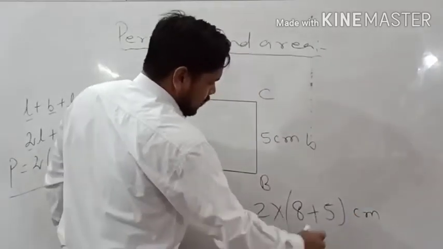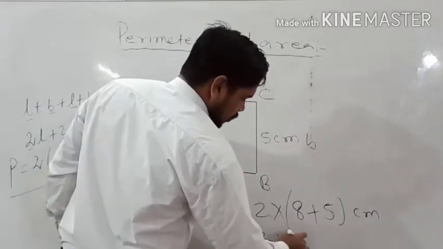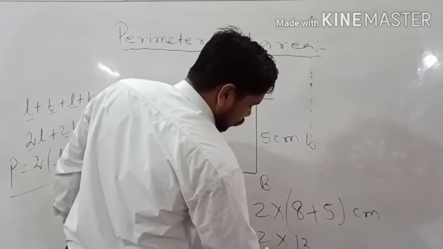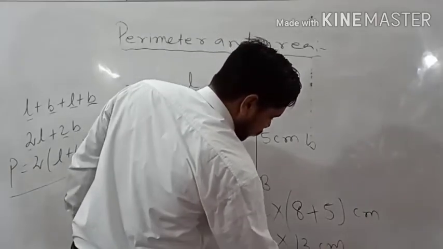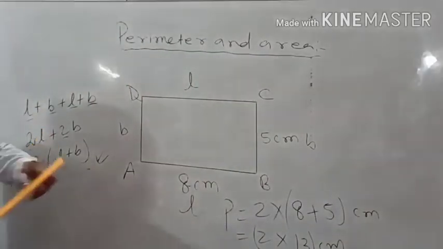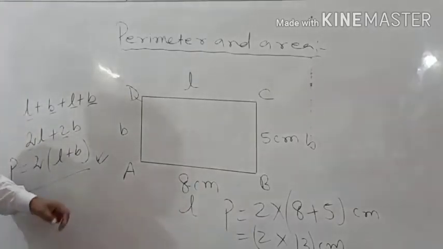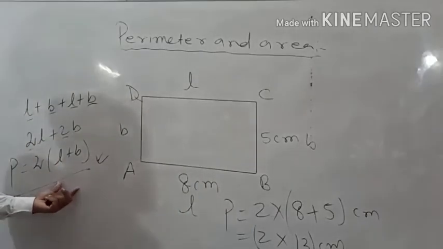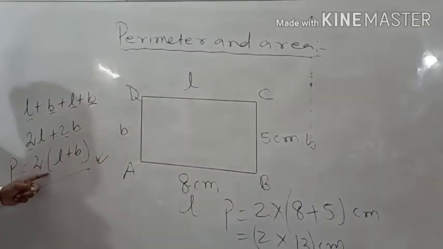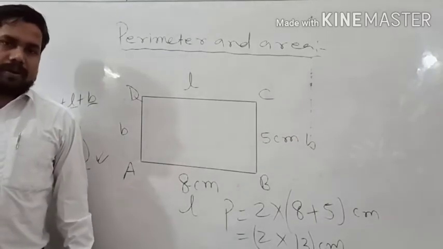So 8 plus 5 centimeter. So 2 into 8 plus 5 is 13, right? 2 times 13 is 26 centimeter. So 26 centimeter will be the perimeter of this particular rectangle. Very simply, we will use this formula, and the basic concept of this formula is 2 times length and 2 times breadth. So 2 is taken out common, so 2 into length plus breadth. That's all. So this is all about the perimeter of a rectangle.